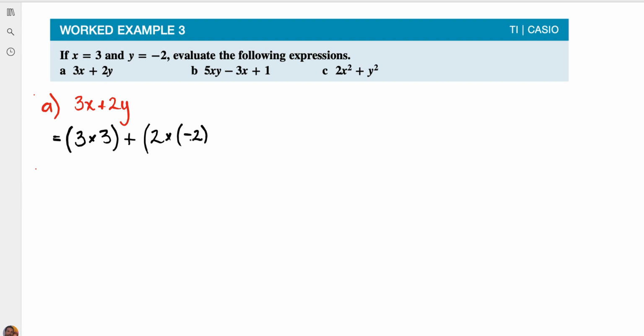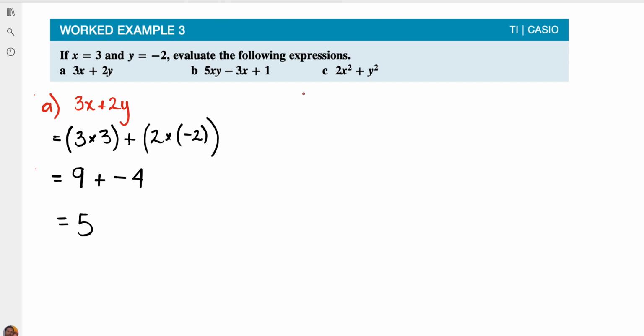Every time I have a negative number, I always put it in brackets so that I don't miss that symbol, okay? So then I'm going to solve following BITMA, so I do brackets first. I have two pairs of brackets, so I'm going to do this one first and then the other one. 3 times 3 is equal to 9 plus 2 times -2 is going to be -4. And this one, if you can do it using your number line, but this one will be equal to 5.